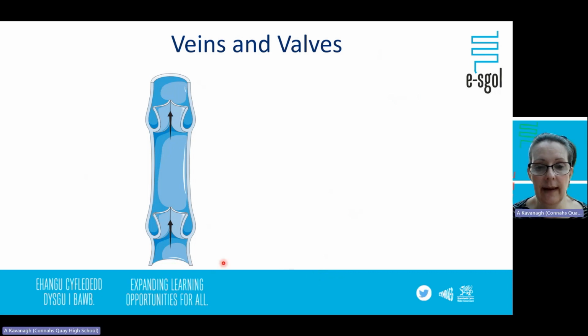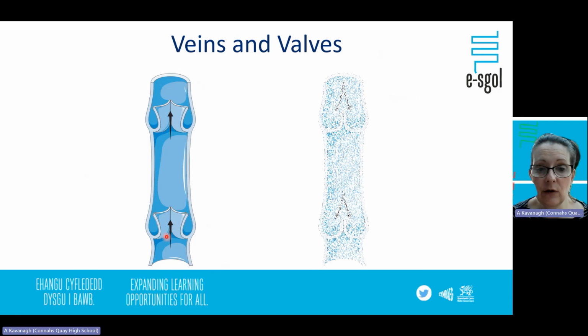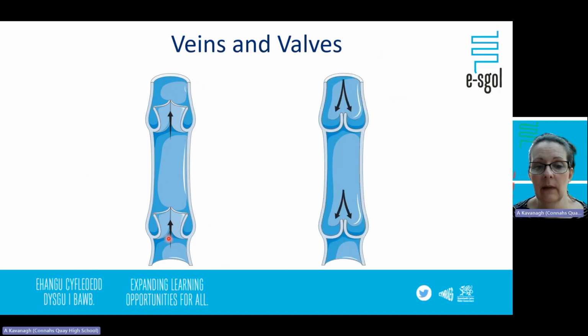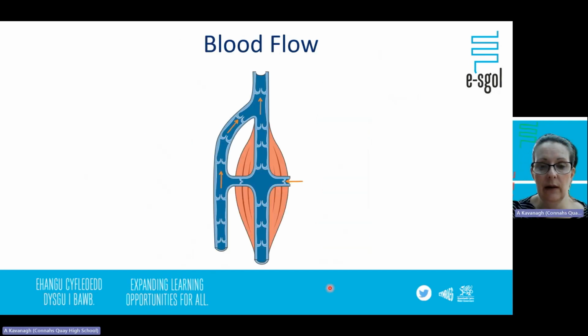So we can see here that as our blood flows into the vein, the valves enable it to open and the blood to travel through. Then once that blood has gone in, the valves close like a little gateway, and that stops blood flowing backwards. And we can look at that in a little bit more detail in the next series of diagrams.